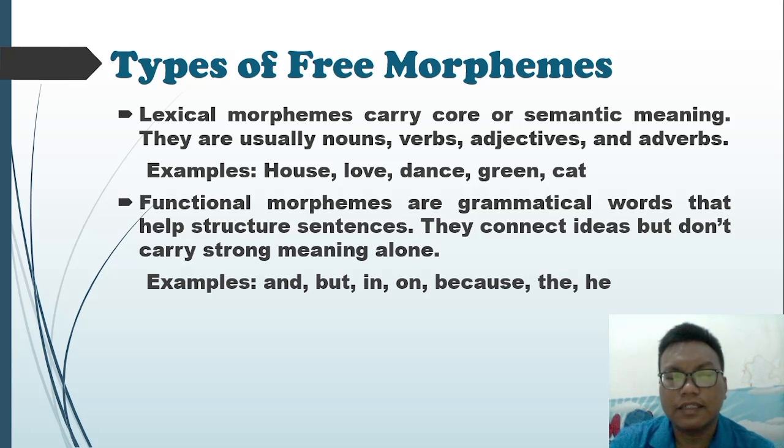The first one is lexical morphemes. They carry the core or semantic meaning. They are usually nouns, verbs, adjectives, and adverbs. For example, house, love, dance, green, and cat. Second, functional morphemes are grammatical words that help structure sentences. They connect ideas but don't carry strong meaning alone. For example, and, but, in, on, because, the, he, etc.